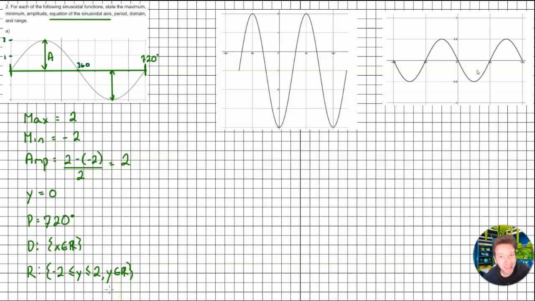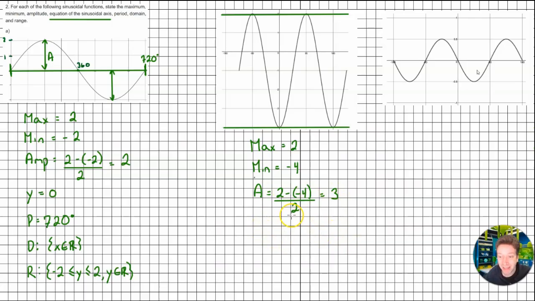All right, not so bad. Let's try the other two. So the maximum value is up here at 2. So max equals 2. Our minimum value is all the way down here at -4. So minimum is -4. So our amplitude then, well, let's find the difference. So 2 subtract -4, which is 6, divided by 2. So our amplitude is 3.